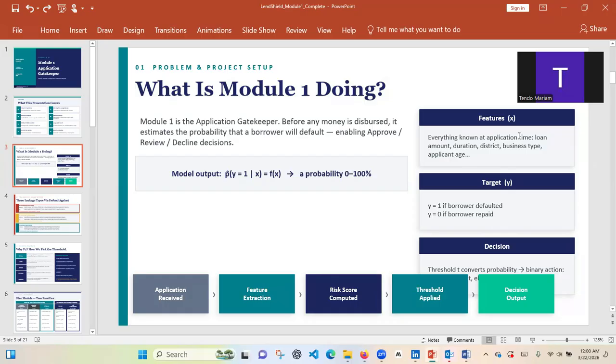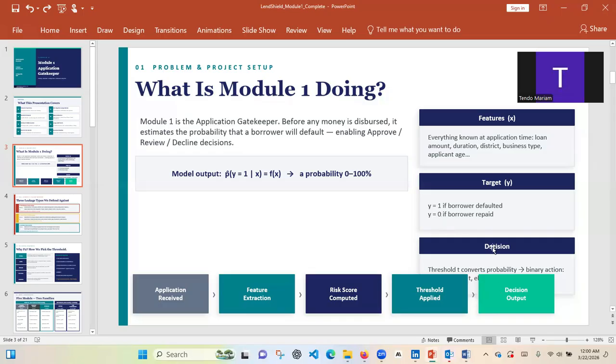As you see here, the features are everything known at application time. We get to know the loan amount you want, the duration you want it in, the district and the business type, and the applicant age. Then the feature is X and this is the target Y. If the borrower is going to default, it is a 1. And if the borrower repaid, it's going to be a 0.